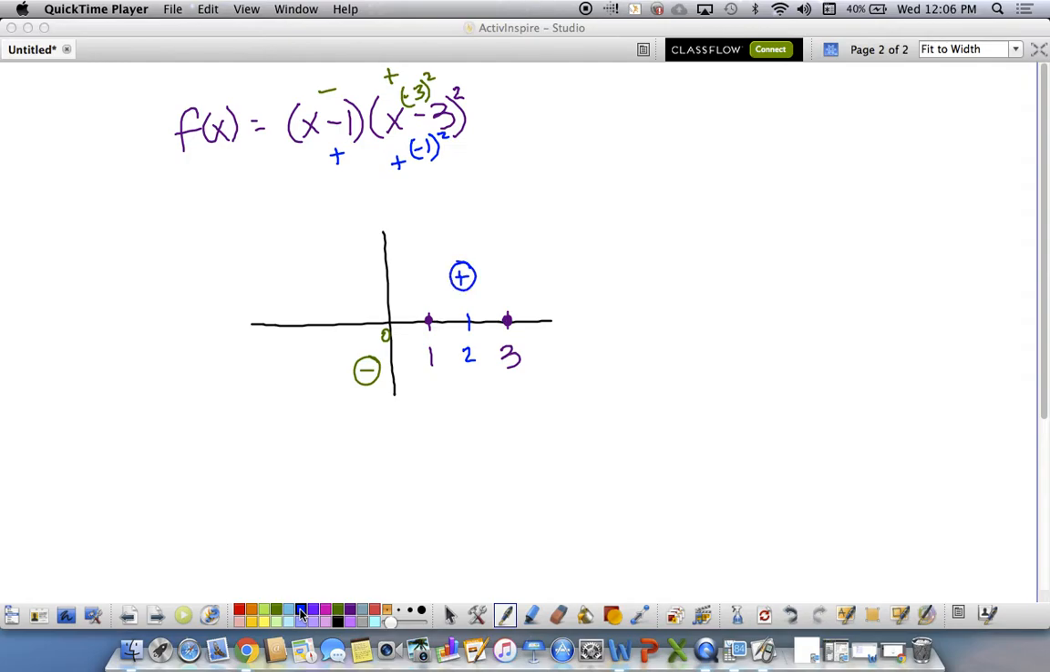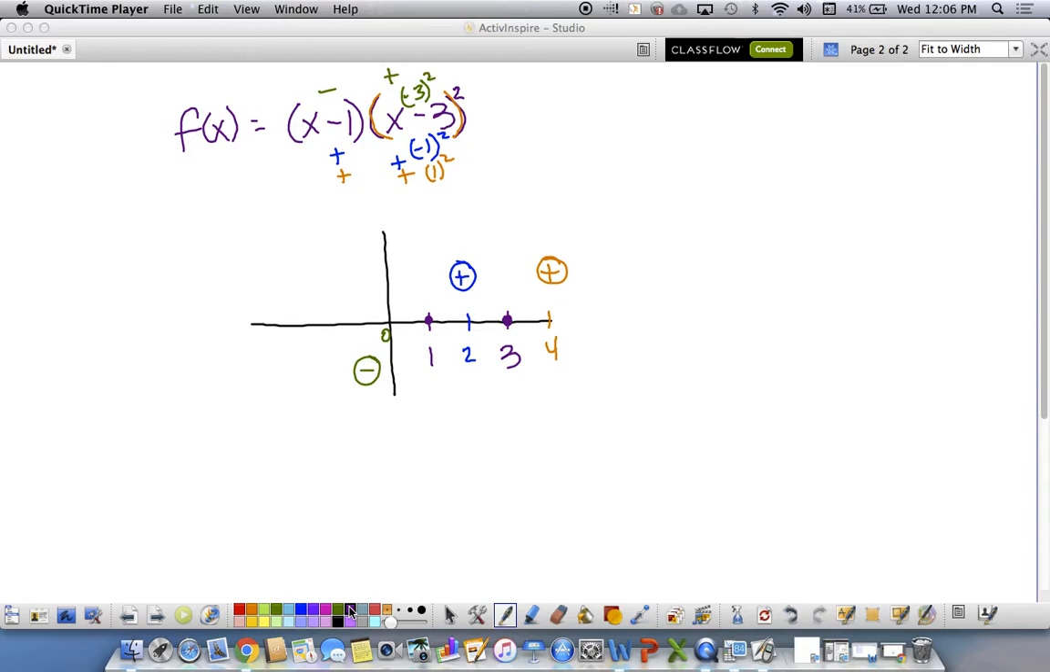Now, I'm going to keep on going. So you're thinking, oh, it's switching the signs. Yeah, so far it is. What if we plug in a 4? 4 minus 1 is positive 3. 4 minus 3 is 1. 1 squared is still 1. So a positive times a positive is a positive. We've got 2 positives beside each other, okay? Because no matter what we plug in to this x minus 3, it will always turn out a positive, okay?